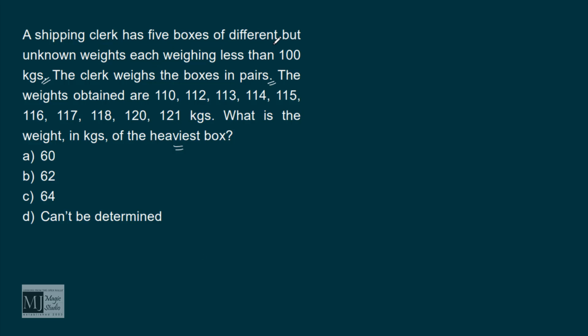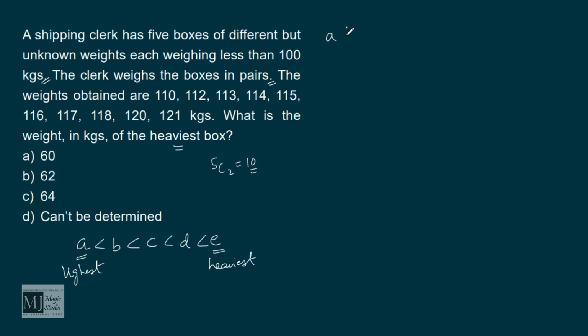So we have 5 boxes of different but unknown weights. Let us take our 5 boxes to be A, B, C, D, E, and let me fix the weights such that A is less than B, is less than C, is less than D, is less than E. That means E is the heaviest and A is the lightest among these 5. Now, when they are being weighed in pairs, since we have 5 boxes, how many pairs will we have? 5C2, that is 10 pairs, and these 10 pair values are known to us. So, what would be these pairs?